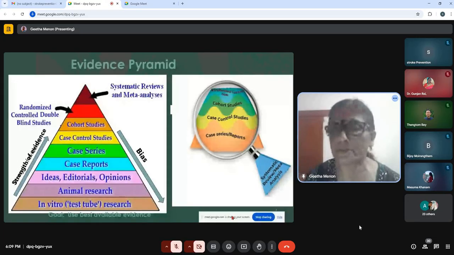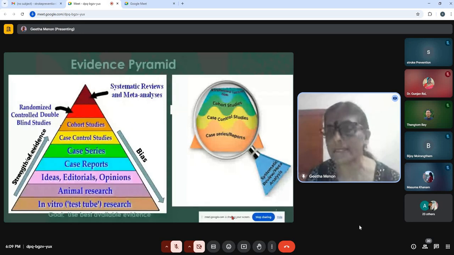So as you see in the graph or in the image, systematic reviews and meta-analysis occupy the topmost position in the hierarchy of evidence, because it adds strength to evidence generated from the lower studies, as well as it reduces the risk of bias. There is lesser and lesser bias as you move up the hierarchy of evidence, but the quality of evidence increases as you move up. So systematic reviews occupy the topmost position of the evidence pyramid.